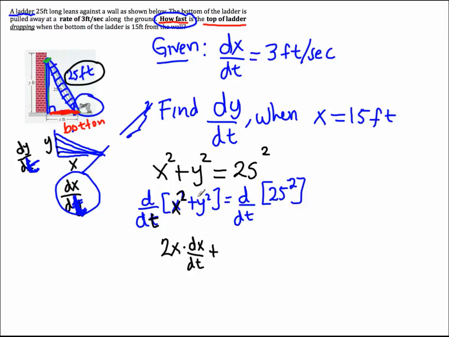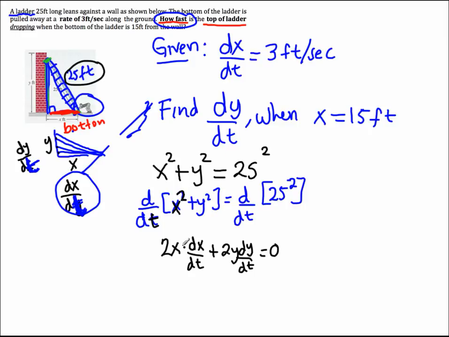Plus the derivative of y squared with respect to time. Again, that is 2y, different variables, so dy/dt. And the derivative of a constant is 0. Now, so already differentiated with respect to time. Do I have enough information to substitute?